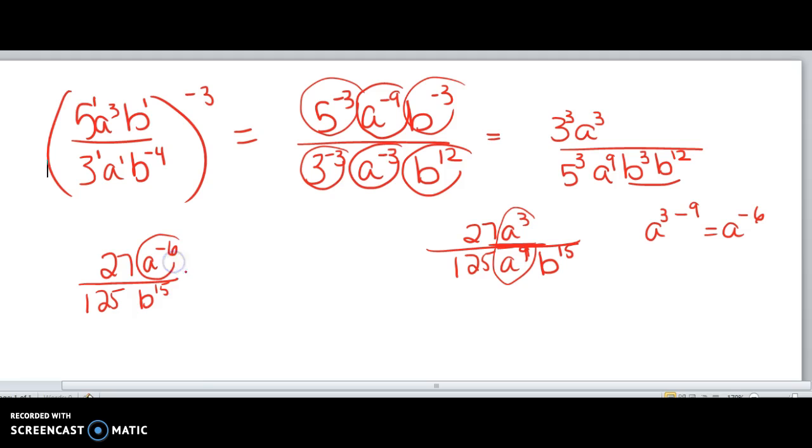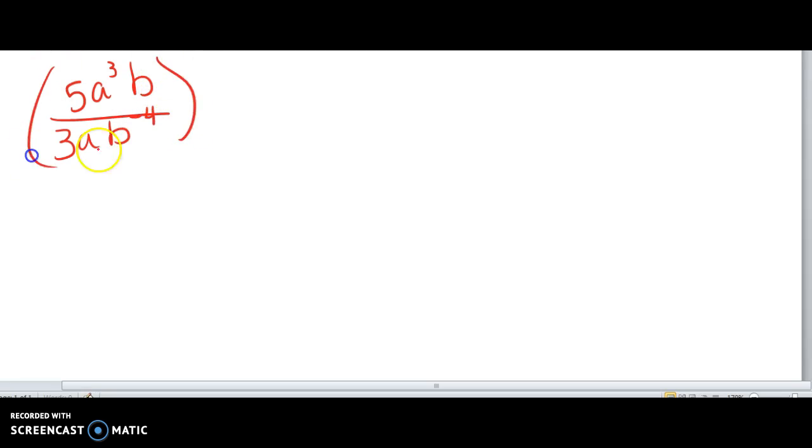Because this is a negative exponent, it moves to the bottom. So you have 27 over 125, a6, b15. So that's your final answer. Another way to have done this problem, so just choose one way to do it, but another way to do this problem is to distribute, just like before.